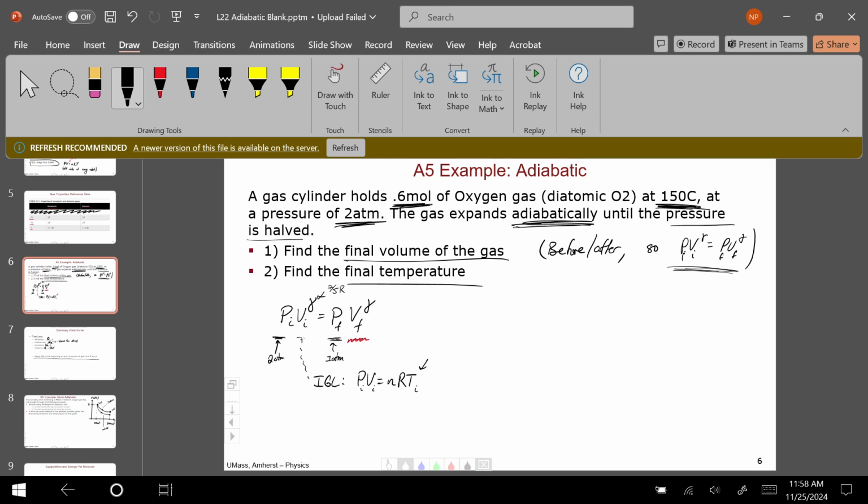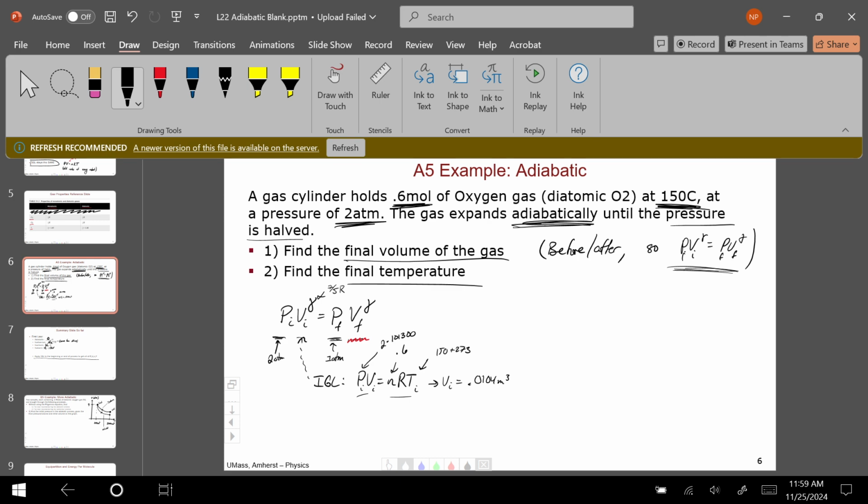So I know the initial temperature is 150 plus 273 to convert to Kelvin. I know the number of moles is 0.6. And I know the initial pressure is 2 times, each atmosphere is 101,300. So I will get out that V initial is 0.0104 meters cubed if I plug that in. So I actually do know this number. By the way, if you wanted to just plug in the variables nRT over P into your formula and not do it in 2 steps, that's fine too.